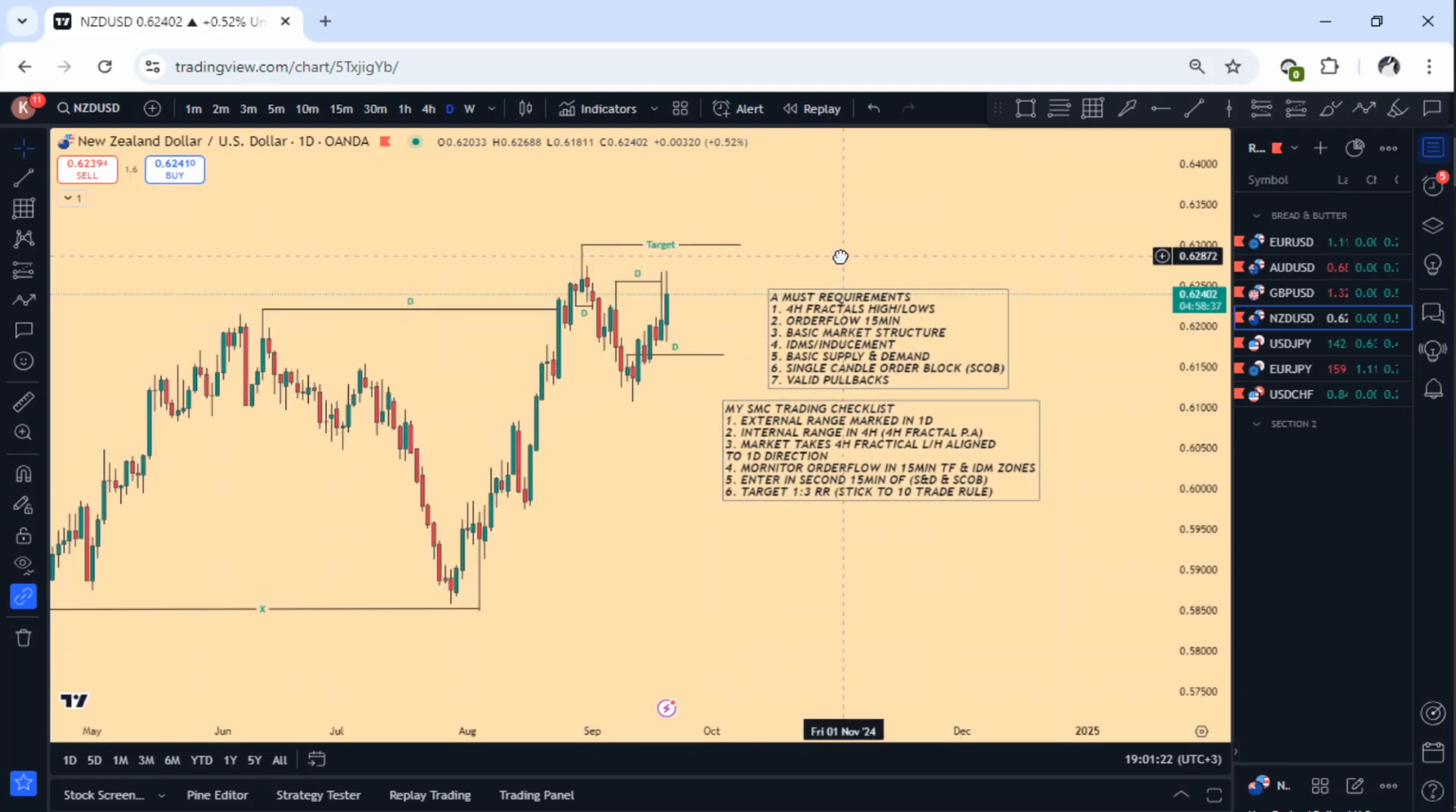Now what I need you to know is that if you are watching this for the first time, you need to know how to interpret 4 hours fractals. You also need to know how to interpret order flow. You need to know market structure, just a pull high, high, low, like that, low, high. And then you also need to know what inducements are, major and minor. Just go deep and know them. Then basic supply and demand, and then single candle order block. All these are within the channel.